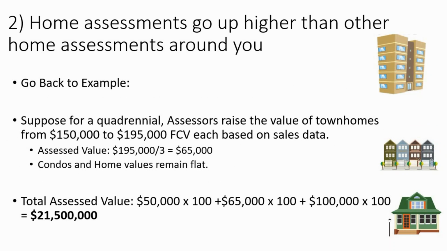So let's go back to the example again and show how this could happen. Suppose for a quadrennial, assessors raise the value of townhomes from 150 grand to 195 grand fair cash value based on sales data. So now the assessed value of a townhome goes 195 grand divided by 3, and that's $65,000. But let's just also suppose that condo values and home values remain flat. I know in the real world, that's not going to be the case, but we're just doing this for this example. So now the total assessed value for all the homes goes up to about $21.5 million.